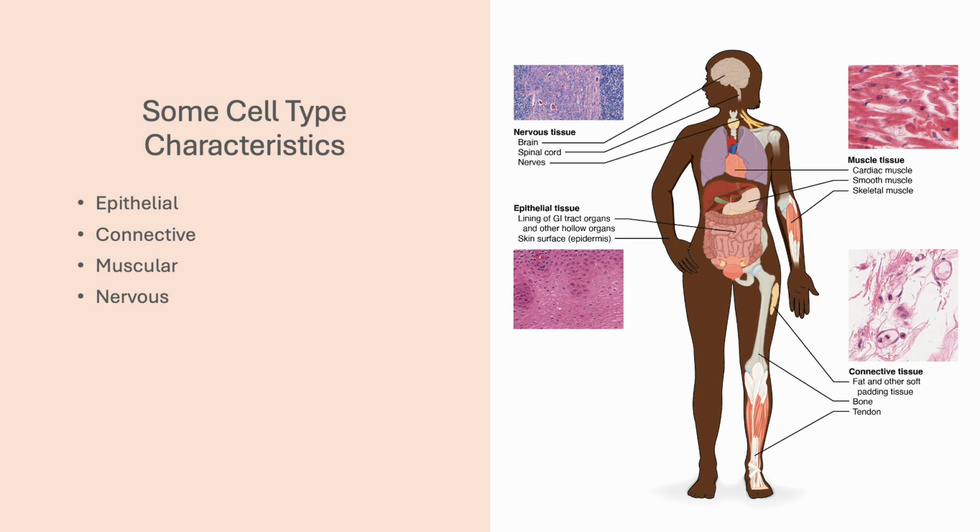And lastly, nervous, which send and receive electrochemical signals throughout the body, and they're made of two cell groups, neurons and neuroglia. That is the last thing we have to talk about.